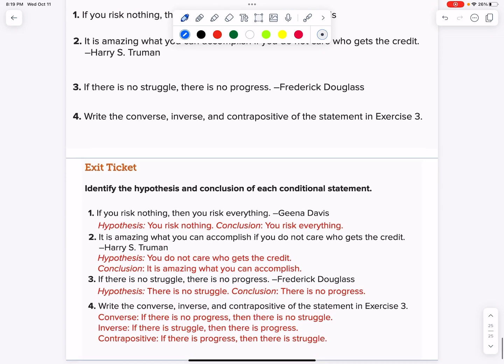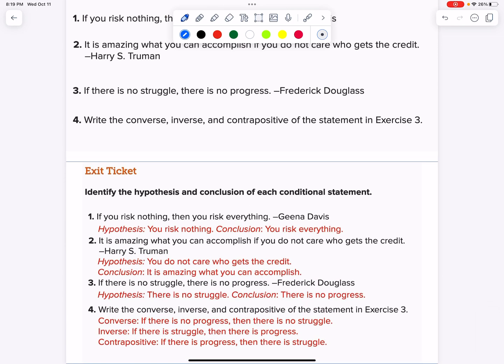Here are your solutions. Again, take time, ask questions. Please be sure that you understand what's going on with conditional and biconditional statements, as well as your conjunctions and disjunctions. Those are going to be some things that we briefly touch on and build on as we go through this chapter.